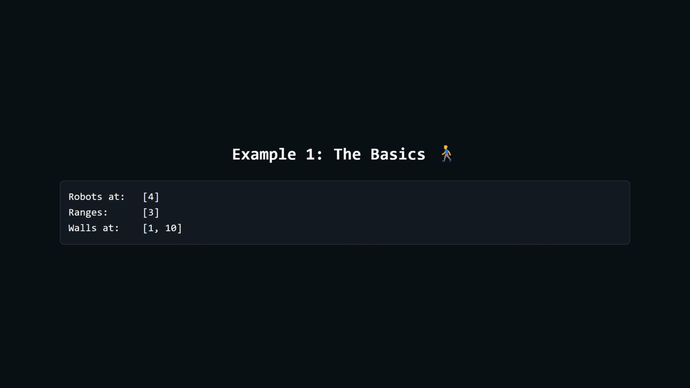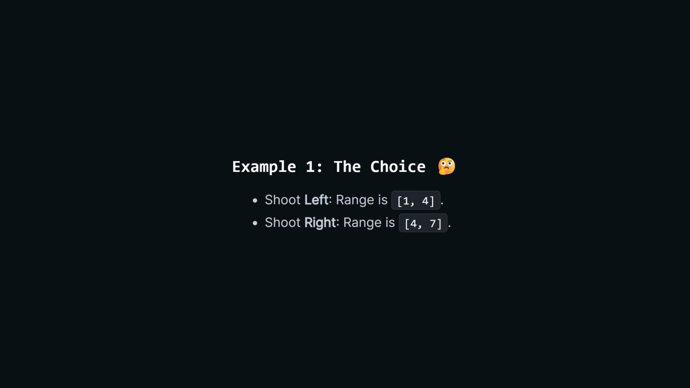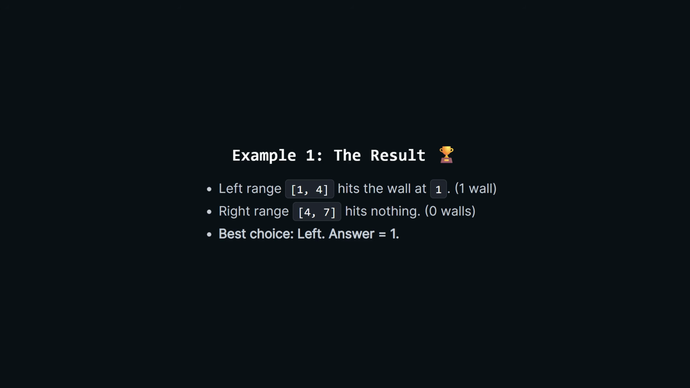Let's look at a simple example. We have one robot sitting at position 4. Its bullet can travel a distance of 3. We have two walls, one at position 1, and one way out at position 10. The robot has to choose. If it shoots left, the bullet covers the area from position 1 to position 4. If it shoots right, it covers position 4 to position 7. Looking at our walls, shooting left hits the wall at position 1. Shooting right hits nothing because the other wall is too far away at position 10. So the best choice is left, destroying one wall total.